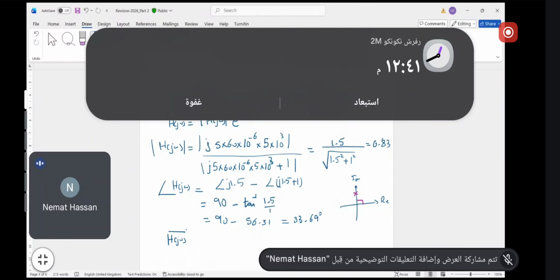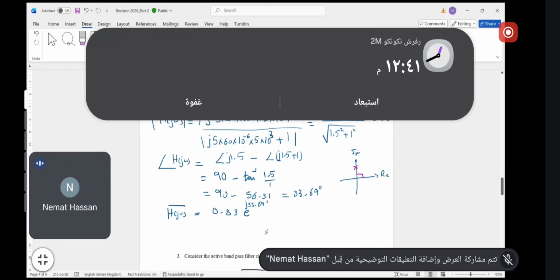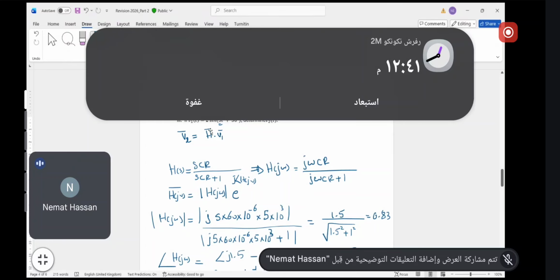Which means that now we can write the phasor of H of j omega is equal to 0.83 e power j 33.69. Clear? So I'll call this equation 1. And then we'll find the phasor of V1. Just copy V1 here.